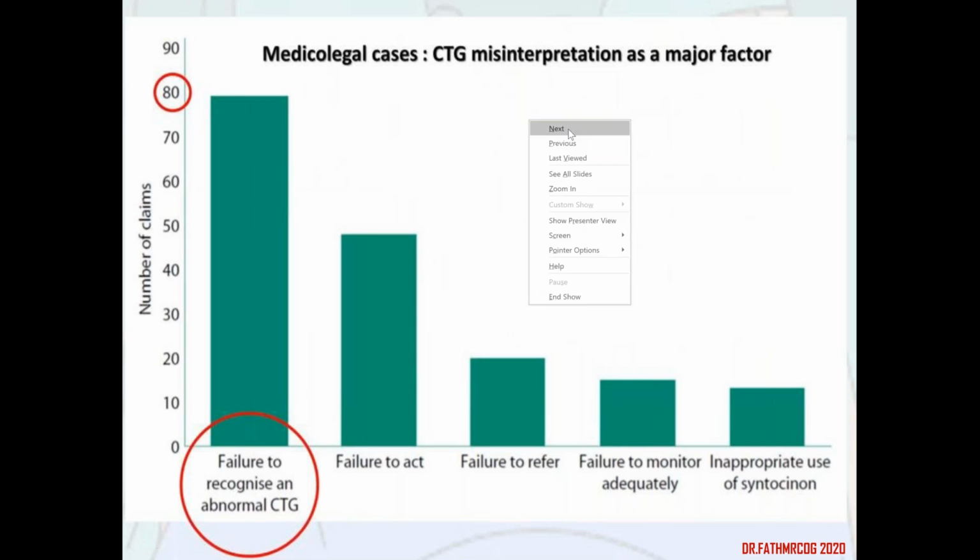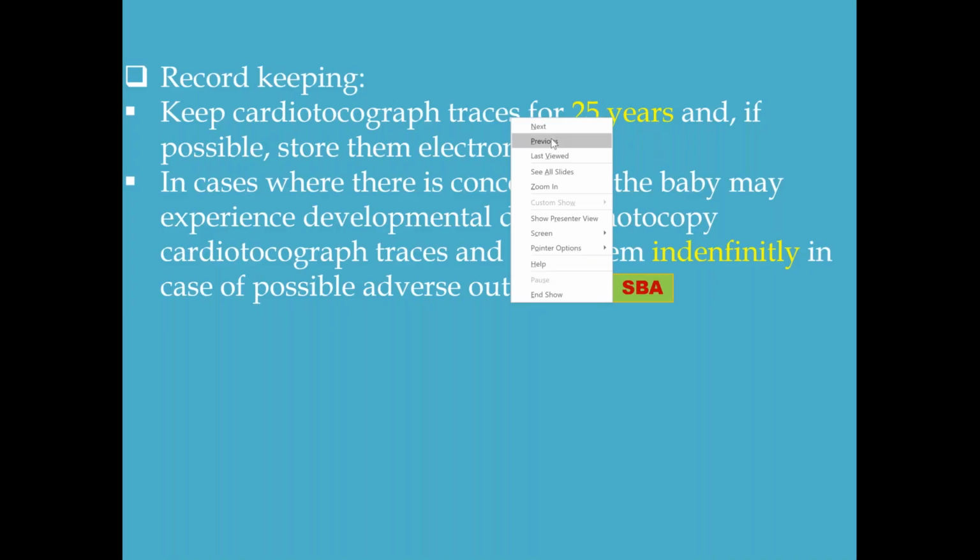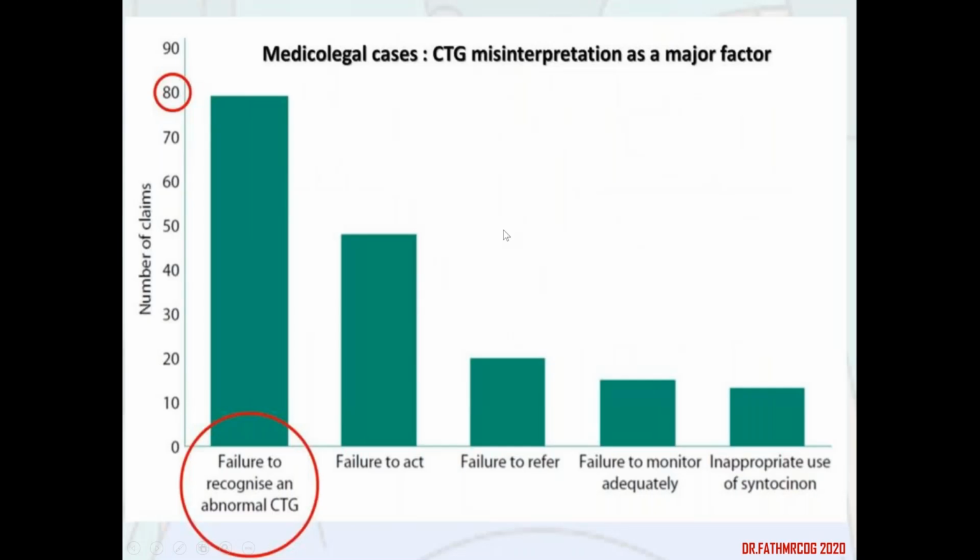So what about record keeping? It is also a common question, because many questions in the exam come from this guideline. Does anybody know about record keeping? If normal, keep for 25 years. If abnormal, keep indefinitely, forever, for life. Thank you, Dr. Hasnia. Yes, keep the cardiotocograph trace for 25 years if normal. If there are any abnormalities, keep it indefinitely.